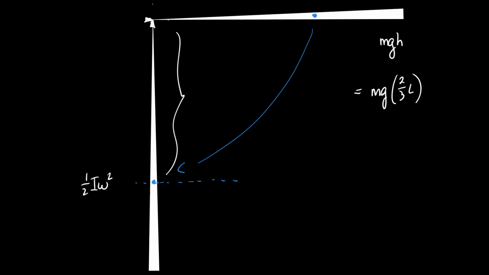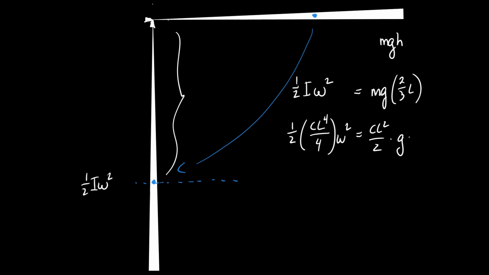This is going to equal 1/2 I omega squared. So that's about it. We know that I is CL to the fourth over 4. So 1/2 times CL to the fourth over 4 omega squared equals M, which is CL squared over 2, times g times 2/3 L. Don't make the mistake and not cancel out M, right? M is an expression. So we need to put that expression in. All good?